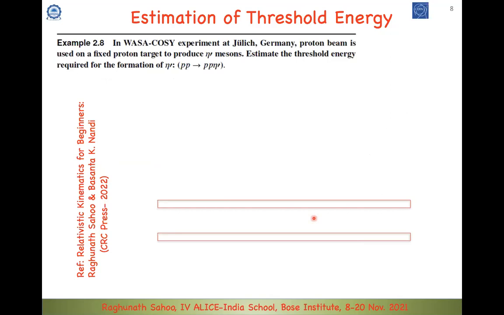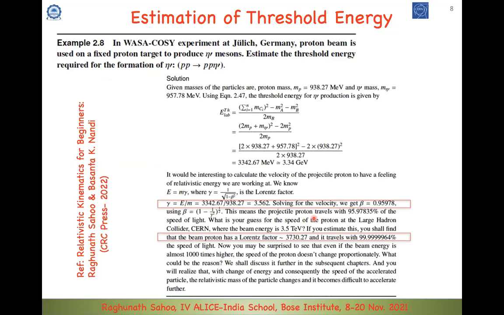So I have taken one example which I verified later on with Anki, because Anki works on WASA-COSY. So in the WASA-COSY experiment in Jülich, Germany, a proton beam is used on a fixed target to produce eta prime mesons. Now I am asking you to estimate the threshold energy required for the formation of the eta prime, and write the reaction mathematically. While solving a problem, you should always translate the statement to mathematical formulae. So one proton is stationary, another proton is coming and colliding. You are producing PP and eta prime. So this is the interaction.